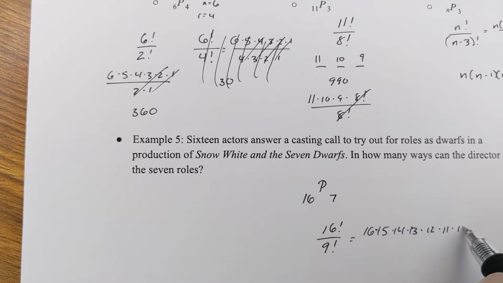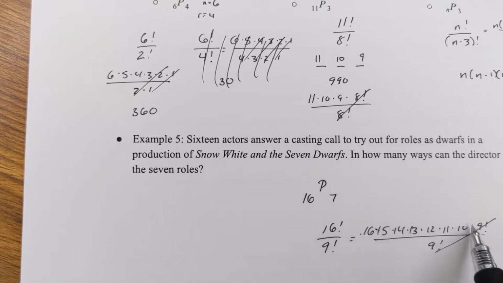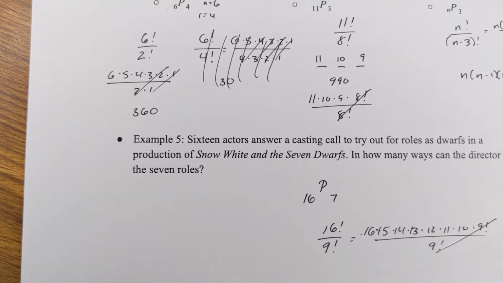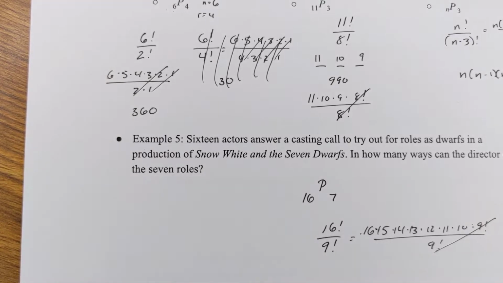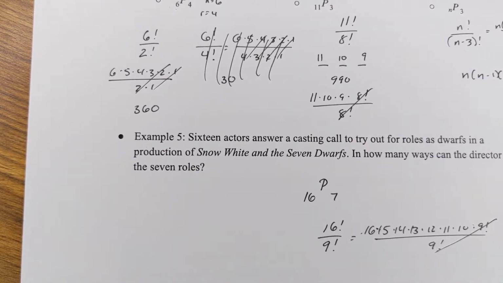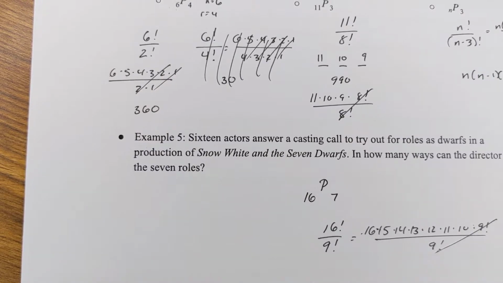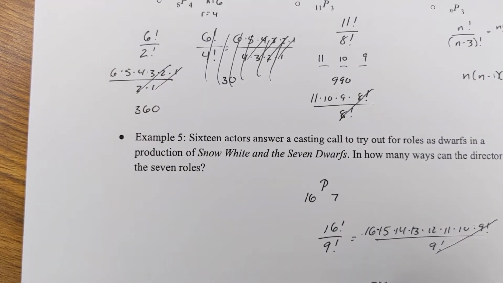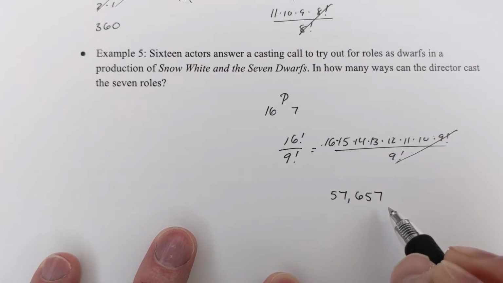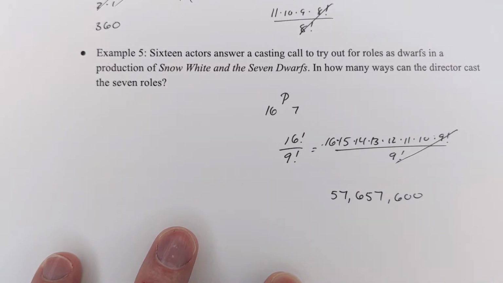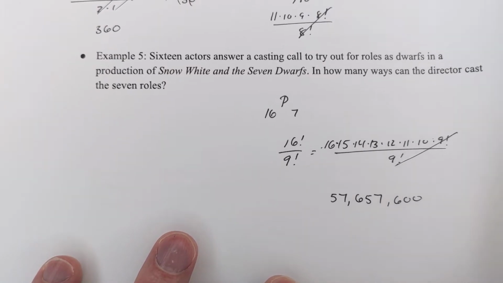Which would be 16 times 15 times 14 times 13 times 12 times 11 times 10 times 9 factorial, and on the bottom 9 factorial, so those cancel. So it's just 16 through 10 multiplied together. I'll just do it the short way. So there are a lot of different ways that you can cast those. So it is 57,657,600 different ways those 16 actors could be cast.